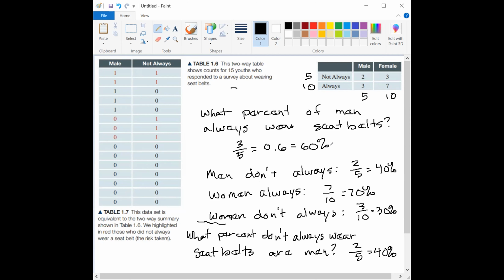60% of the men always wear seatbelts, while 70% of the women always wear seatbelts. So you'd be able to say that women are more likely to wear seatbelts, and that's the conclusion you'd be able to draw here from the data.